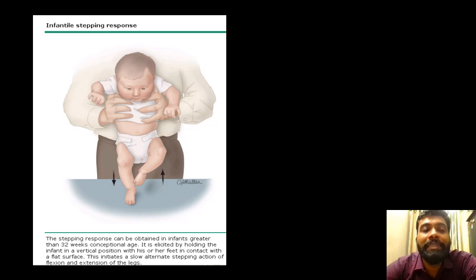Next is the infantile stepping response. Okay, the stepping response can be obtained in infants greater than 32 weeks of gestation, elicited by holding the infant in a vertical position with his or her feet in contact with a flat surface. Okay, this initiates a slow alternate stepping action of flexion and extension of the legs. Okay, just as shown in this picture. This is a very beautiful reflex to elicit.